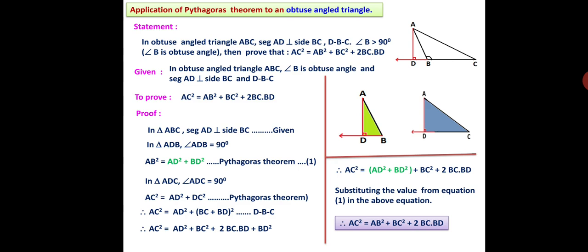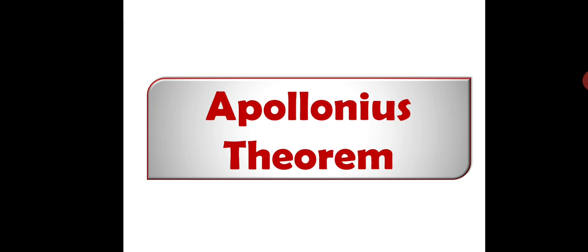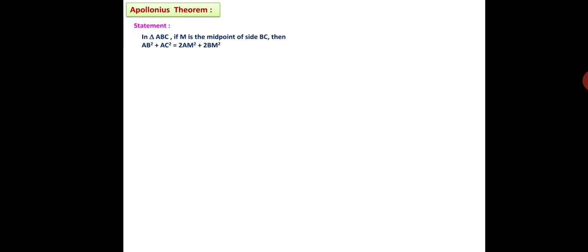So these two properties are important in order to prove the next important application of Pythagoras theorem, that is Apollonius theorem. Let us start with that one. So Apollonius theorem, the statement is, in triangle ABC, M is the median of side BC, M is the midpoint or AM is the median. Then we have to prove that AB square plus AC square is equal to 2AM square plus 2BM square.